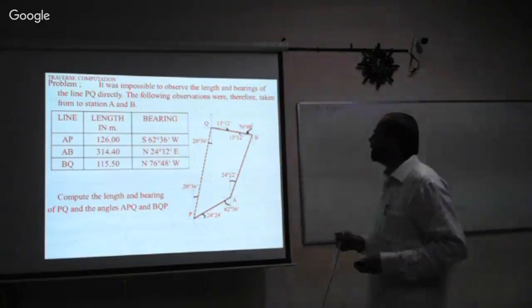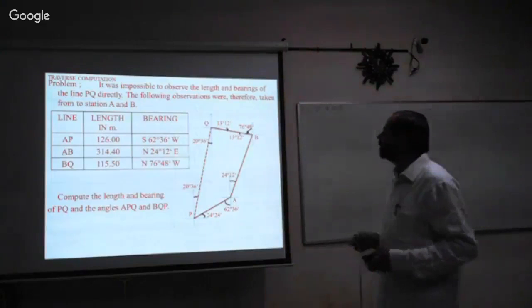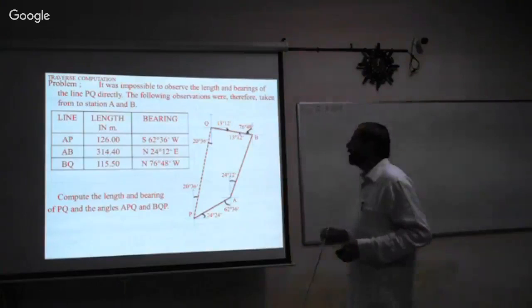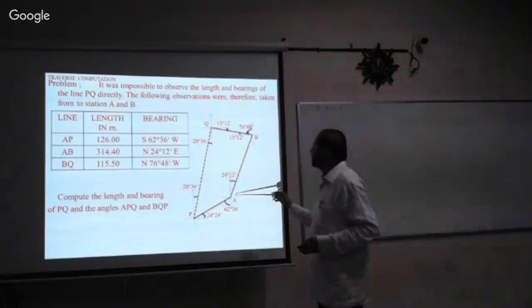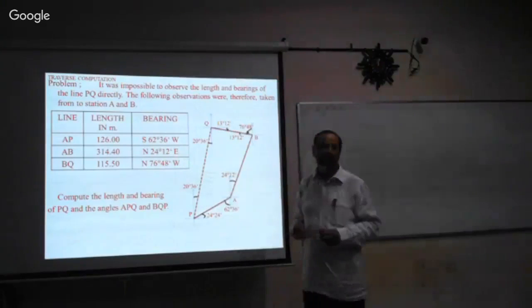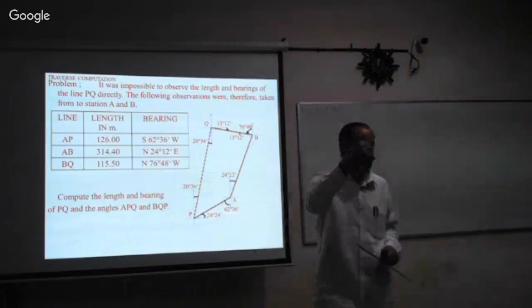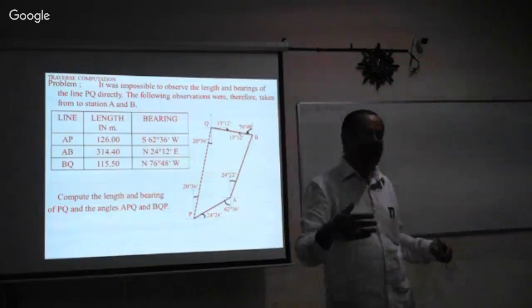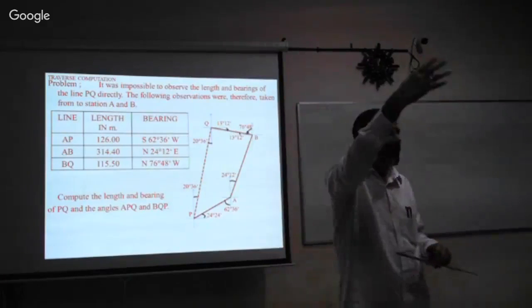It was impossible to observe the length and bearing of the line PQ directly. The following observations were therefore taken from A and B. It is not possible, I told you a number of times. Sometimes it is not possible to get into the forest, or the paddy field, wherever you go. Sometimes we are not able to go in one direction.